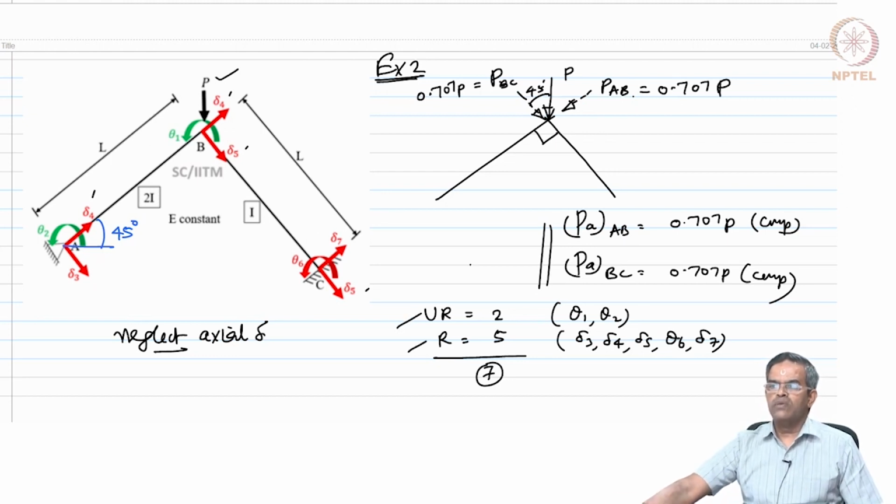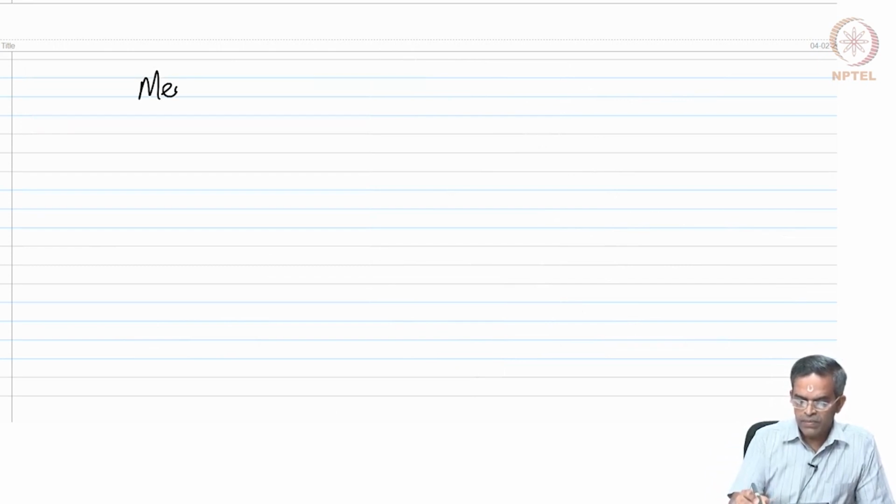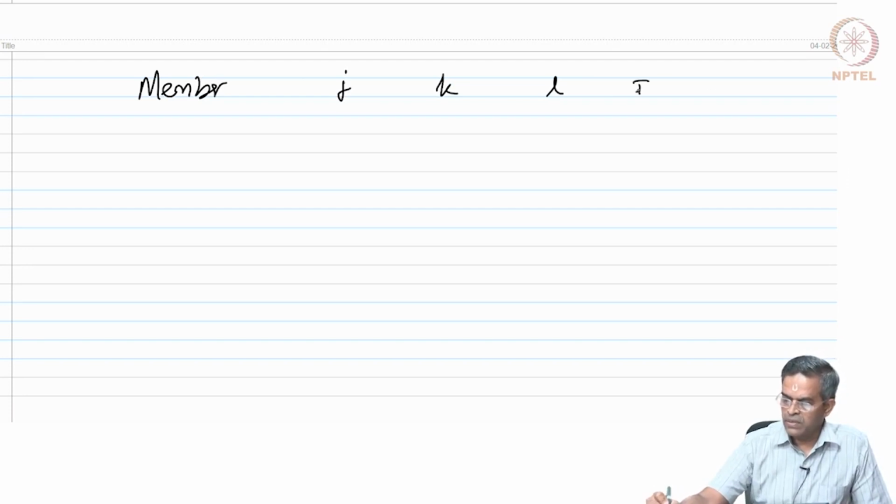As usual, I have to now derive the stiffness matrix using rotational stability functions for the member AB and for the member BC. So, for the member AB, I will make a table. For the member, J and K and N, L, I and labels.